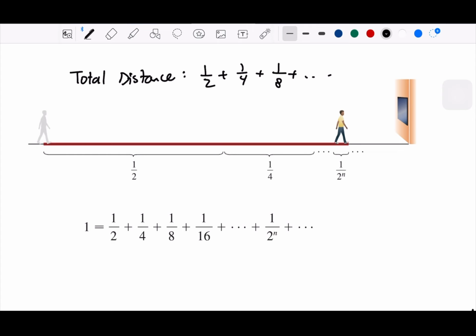Of course, if you imagine it in practice, the man will not get to the wall, probably, right? But in terms of limit, we could ignore the smallest gap between the man and the wall. That's the limit concept. And because of that, we could approximate it as equal to 1, right?